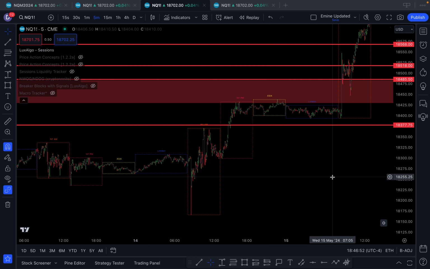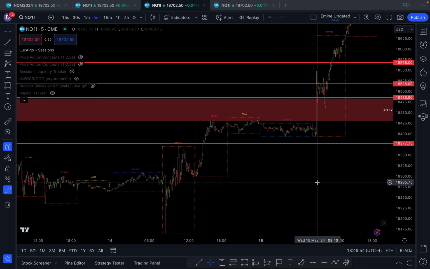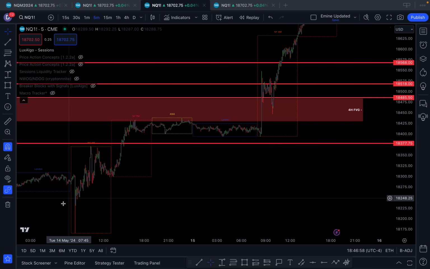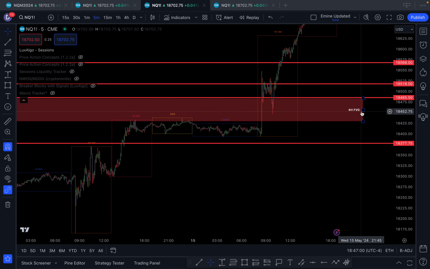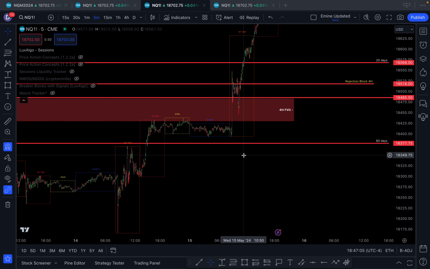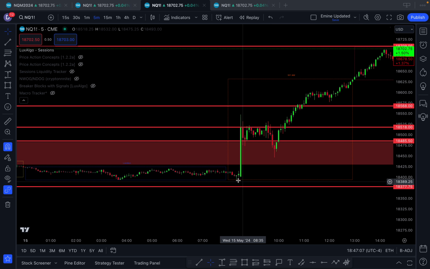It doesn't even have to manipulate. It just wants to go up. Of course, it's an educated guess. It could have done anything else. But why I wanted to see this is because I want these 4-hour fair value gaps and rejection blocks to be as if they're thin air. It doesn't exist. And boom, I took a long right here. Boom.